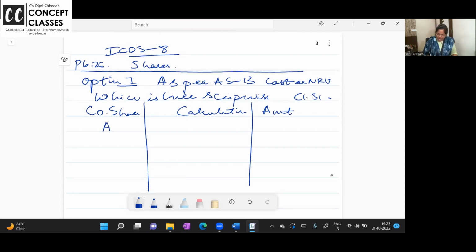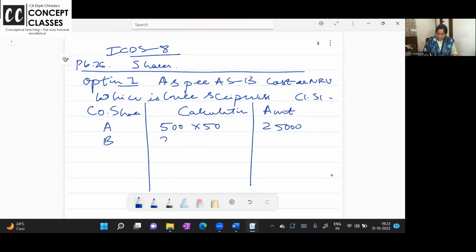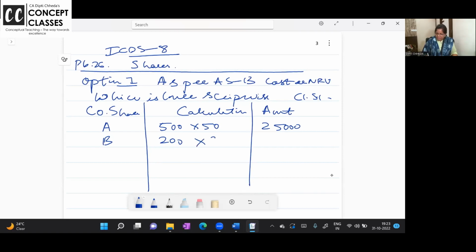First, A company. How many shares are there, dear students? 500. Cost is 50, NRV is 65. So we will take 50. And amount is how much? 25,000. We are in which mode right now? AS 13. Cost or NRV, whichever is lower. 200 shares. 35 or 32? 32. Keep your problem open in front of you, dear students. This is a 5 marks problem asked in the past exam. 200 into 32.